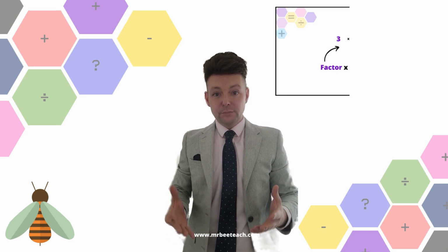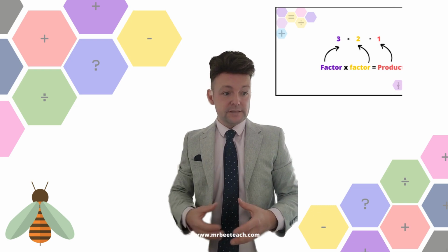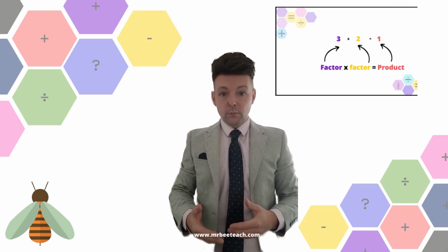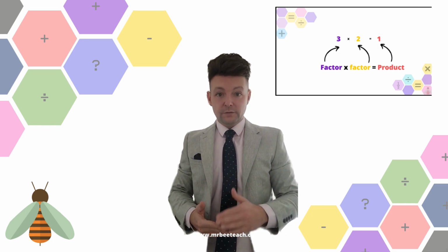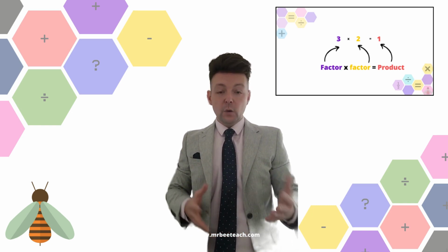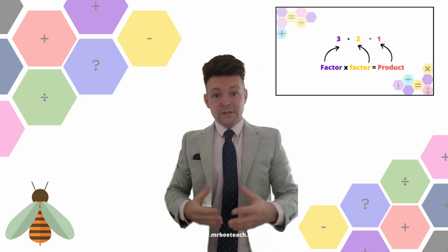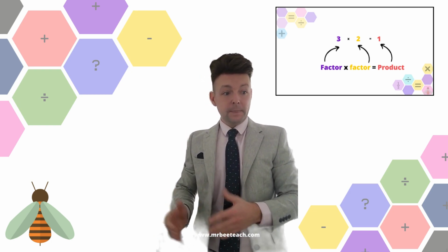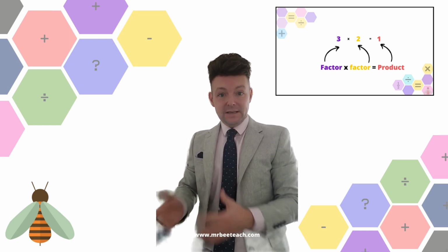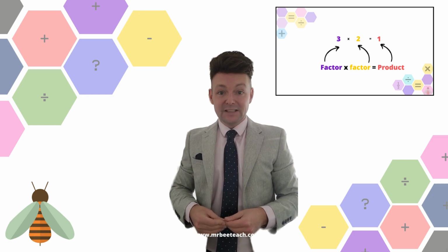Once children are secure with the vocabulary of factor and product, we can then start to explore the relationships. For example, 2 times 4 equals 8. If we double one of the factors, so if we double 4 to 8, we can see the impact that this has on the product. And so by doing this, children will start to make the connection between 2 times 4 equals 8 and 2 times 8 equals 16, looking for the relationship, looking for the connections between the calculations.